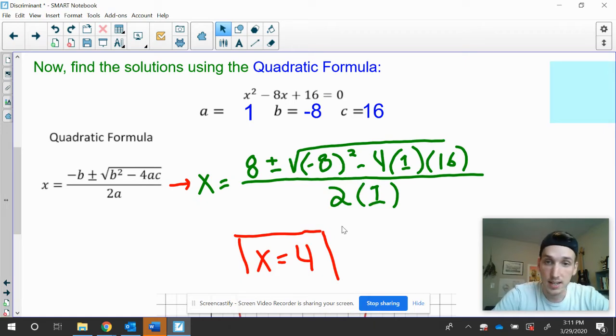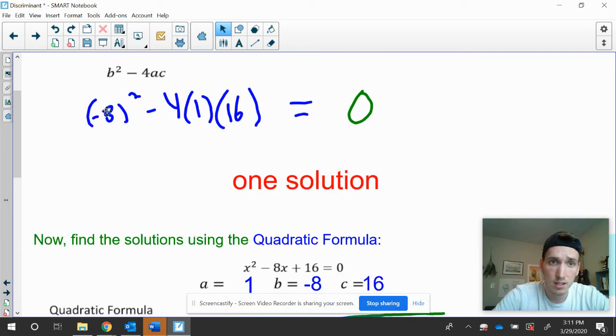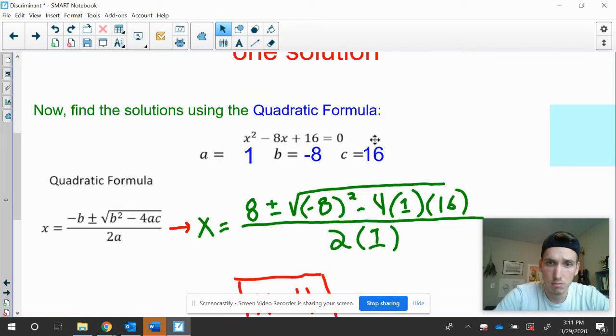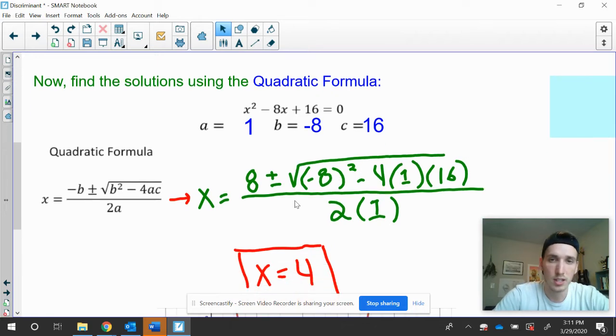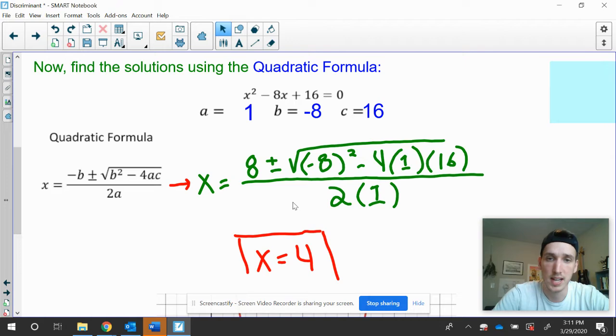Pause the video, look how I set it up if you want. And some of you guys might be thinking, hey, didn't we already calculate b squared minus 4ac? We did, right? We know all this in here is going to be 0. So when you set this up, if you've already calculated your discriminant, you can just put 0 in here, right? Because you know we calculated this and it gave us 0. I went ahead and set the whole thing up just so you guys could see it worked out.